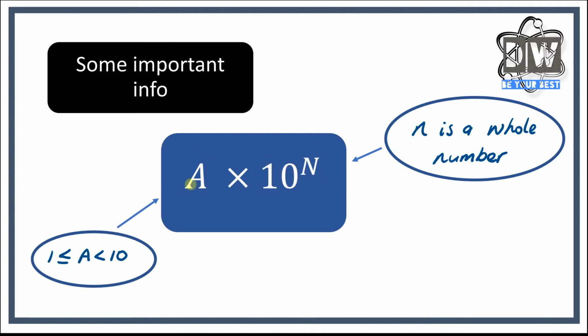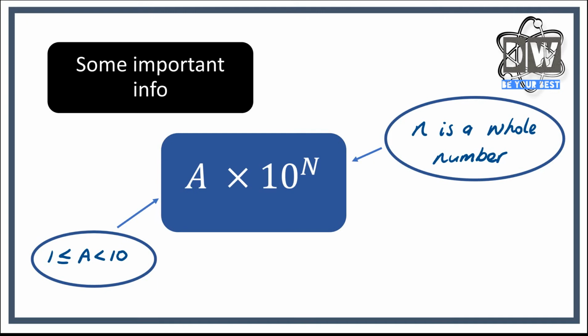A will be a number between 1 (it can be equal to 1) but less than 10. So it could be a number like 9.9 or 1.3 or 2.8, but it will be a number that falls between 1 and it has to be less than 10. N will always be a whole number: 1, 2, 3, 4, 5, 6, 7. It'll never be 1.3. It's going to be a whole number.